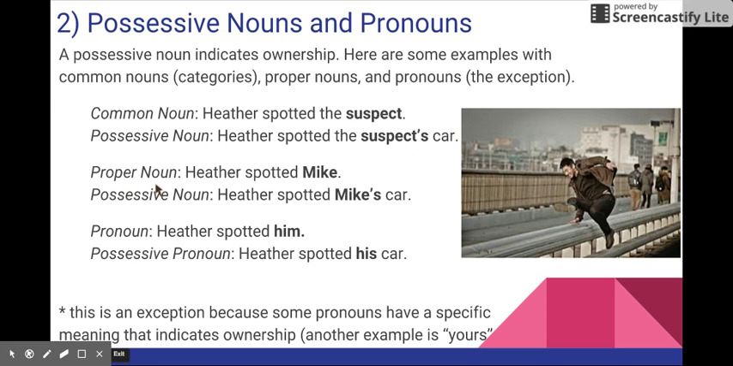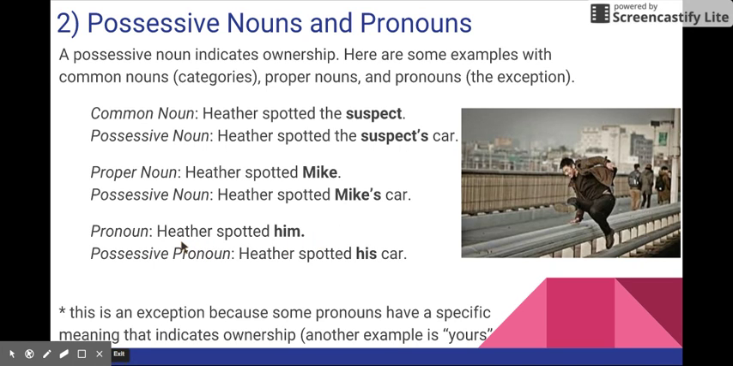Now here's an example with a proper noun. Heather spotted Mike. Mike is our proper noun. And here the possessive noun is Heather spotted Mike's car. You put an apostrophe S in order to make it grammatically correct. Pretty straightforward. Now this is where it gets tricky.